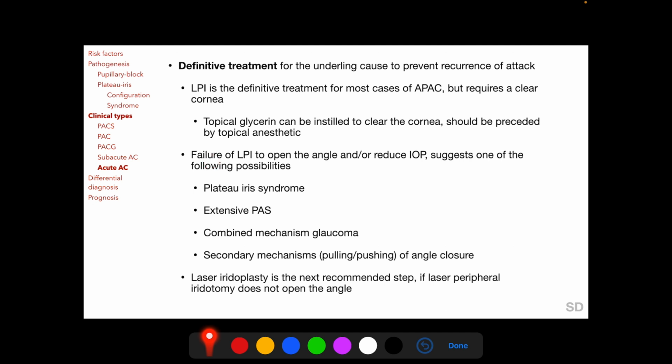Failure of LPI to open the angle or to reduce the intraocular pressure suggests one of the following possibilities: plateau-iris syndrome, extensive peripheral anterior synechia, combined mechanism glaucoma, or secondary mechanisms of angle closure. And these are very important to remember in clinical practice. If LPI does not open the angle, laser iridoplasty is the next recommended treatment.